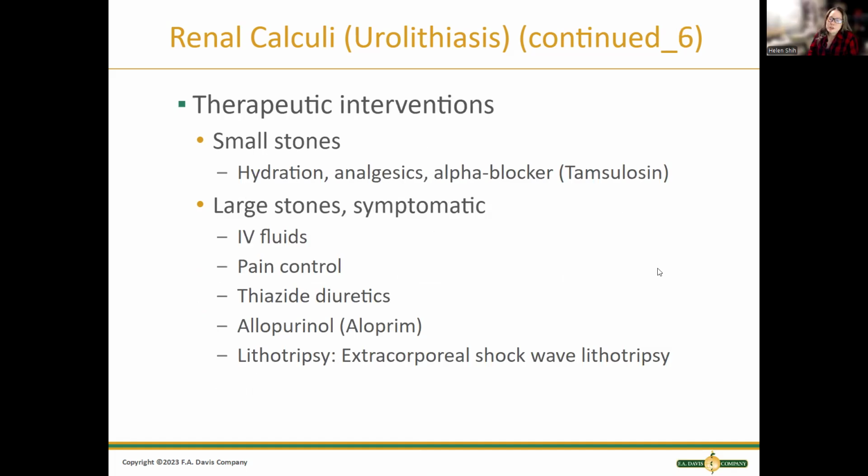The therapeutic interventions for stones that are relatively small, and I guess we could define small as being 5 millimeters or less, we're just going to increase their hydration. We're going to give them analgesics if they're in a lot of pain from passing one of the stones. And then we can also give them an alpha blocker medication known as tamsulosin. Tamsulosin allows the urethra and the ureters to open wider. If they're going to open wider, then the stones are going to have an easier time passing.